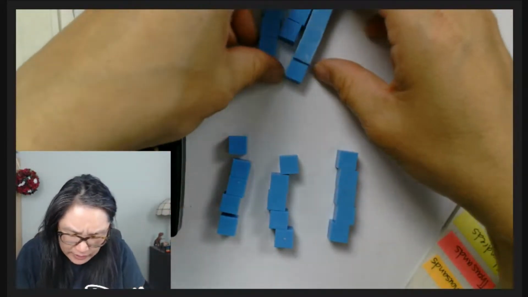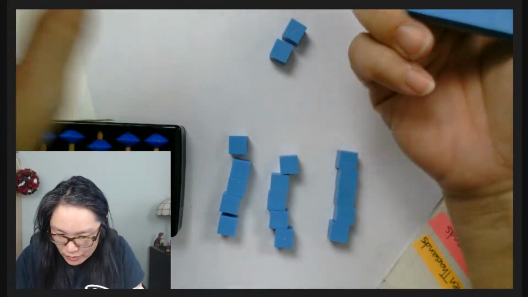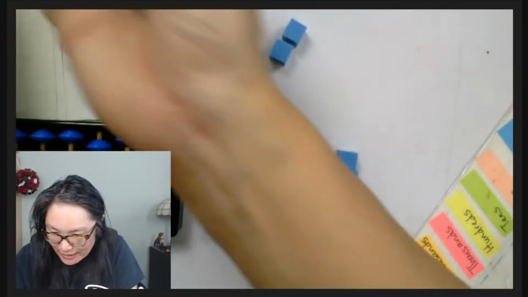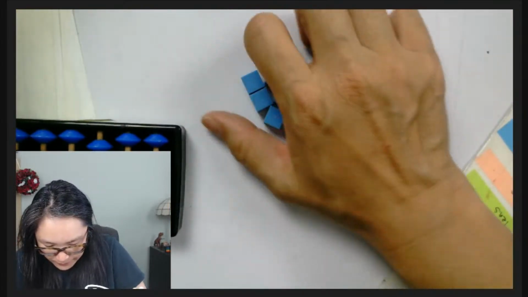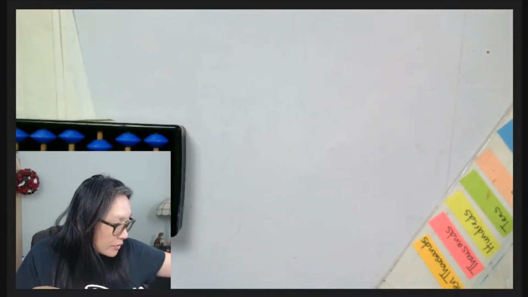I wouldn't buy. I'm more resourceful. I would rather just use what I've got. So if you can use what you've got, I would rather do that. And then have the kids start counting and stuff. But that's what I would do.